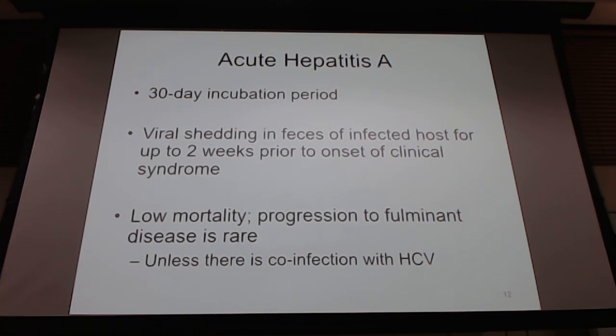And then right away, usually before this 2 weeks is up, they are already shedding the virus, which means they are contagious. Very early in the disease process. They haven't even started having symptoms yet, and they already have the ability to infect other people. So we don't get too fired up about hepatitis A, right there, low mortality, but it can progress to fulminant disease, but very rare.